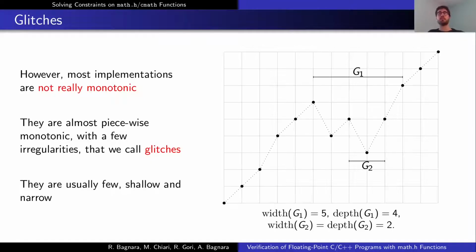So in this example here, we have a function which is overall increasing, so overall somehow monotonic, but there are some small drops in the function graph, and we call them glitches. So these drops invalidate this monotonicity because the function, instead of increasing, goes down a little bit. But luckily, we found out they are usually few, they are shallow and narrow.